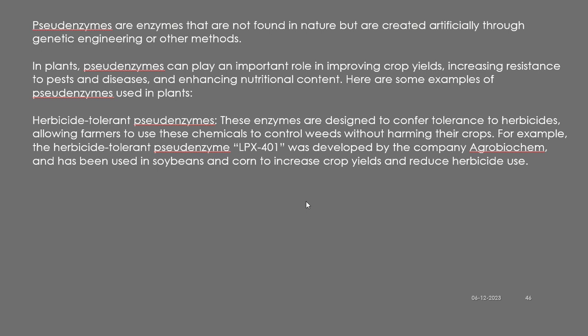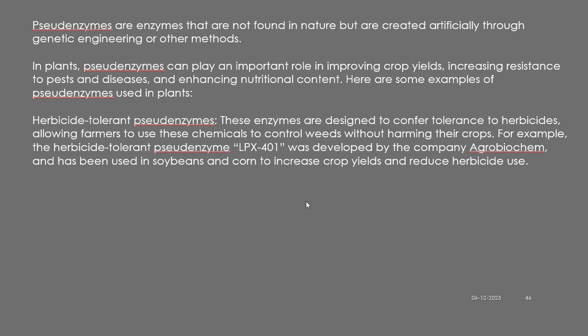use another method too. Pseudoenzymes play an important role in major functions like improving crop yield, increasing resistance to disease and pests. They will also enhance certain nutritional content or nutritional quality. So I am giving you here certain pseudoenzymes which are used in plant crop improvement.